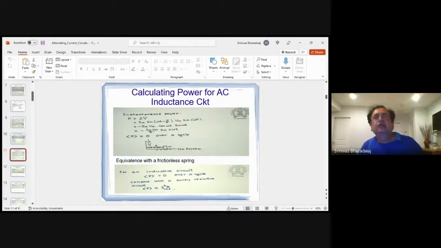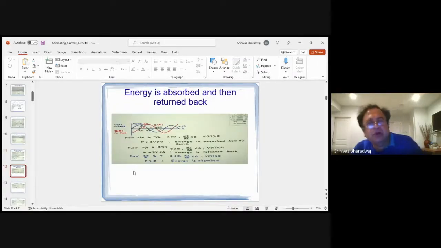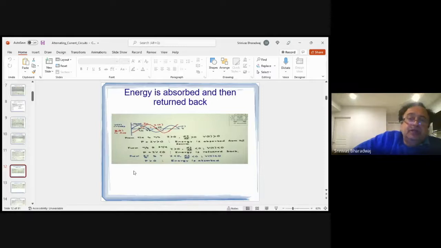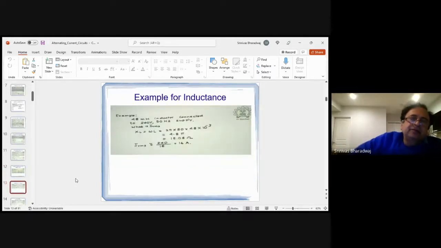So over one period it is going to have zero as the V times I. Okay, so the same is true about the capacitance. Okay, so the energy which is absorbed by the inductor is then given back to the system. So the average VI will be 0. So in any circuit, only the loads which are resistive will absorb power.